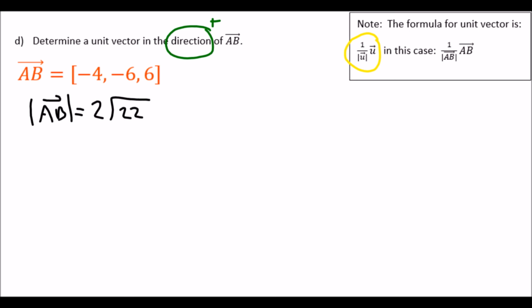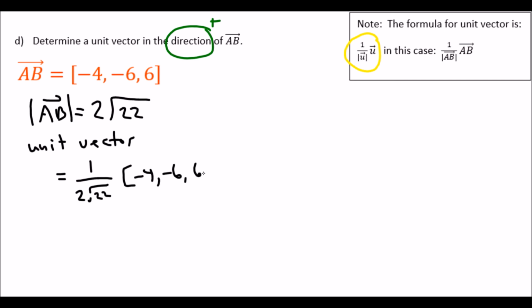So unit vector in the direction of, so here's my unit vector. It will be 1 over 2 root 22, and then I'm going to write it as negative 4, negative 6, and 6. So multiply it in. So here I'm going to have negative 4 divided by 2, so that's going to be negative 2 over root 22. And it's going to be negative 3 over root 22. And then it's going to be 3 over root 22.